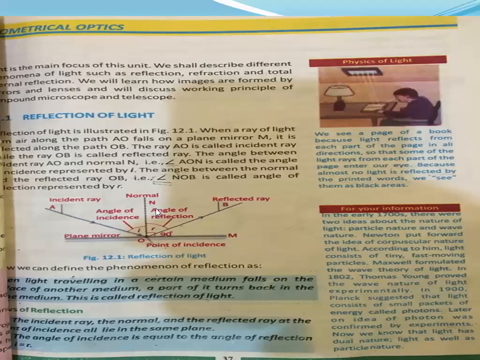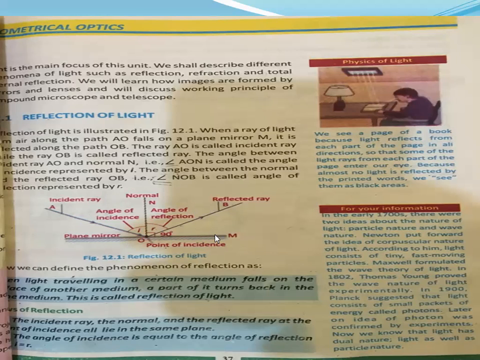The 90-degree line is called the normal. The angle of incidence is denoted with I, and the angle of reflection is denoted with R. This ray will be called the incident ray. This ray, after striking this and going back to the same medium it came from, is called the reflected ray. And the plane mirror is placed at the bottom.